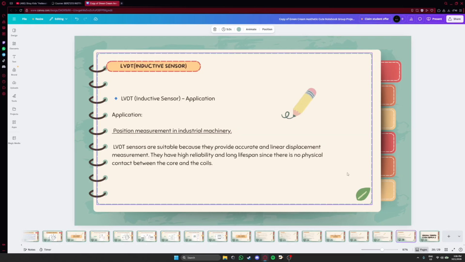And lastly, the LVDT for the inductive sensor. We can use it in position measurement in industrial machinery. LVDT sensors are suitable because they provide accurate and linear displacement measurement. They have high reliability and long lifespan since there is no physical contact between the core and the coil.